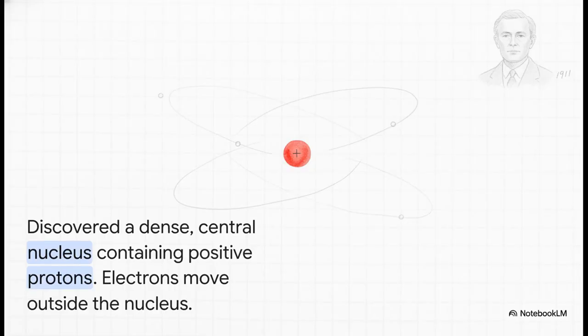Just over a decade later, Ernest Rutherford completely flipped the script again. His incredible experiments showed that all the positive charge was actually crammed into a super tiny dense spot right in the middle, the nucleus. And this led to a wild realization: the atom is mostly empty space.